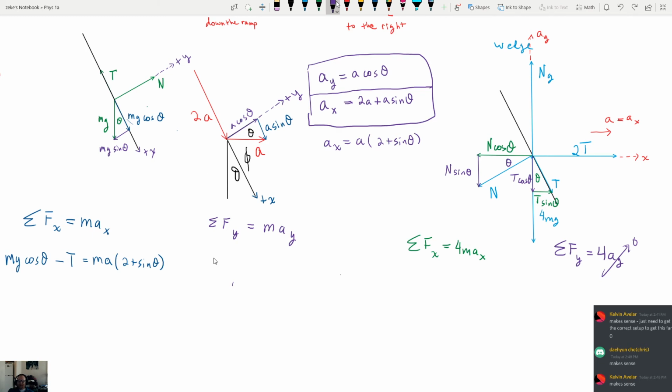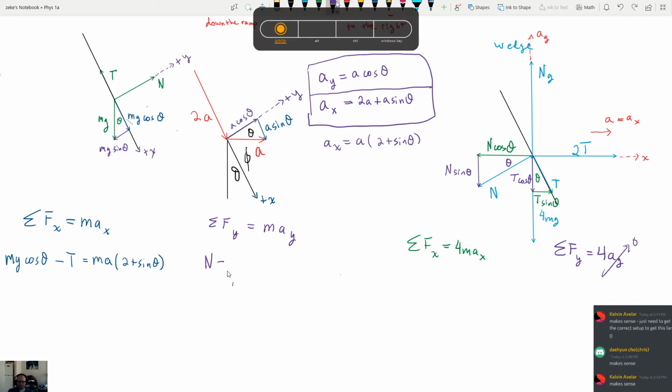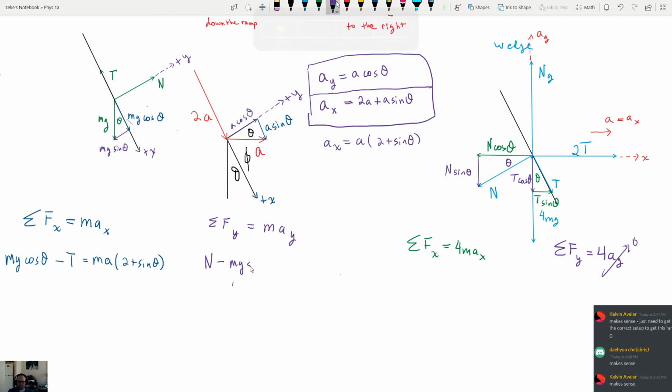All right. In the y direction, we have N. We're making N positive because that's the direction of the acceleration. So we're going to have N minus mg sine theta, and a_y we said was a cos theta. Done with that equation.